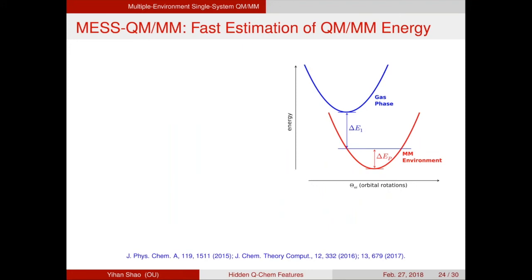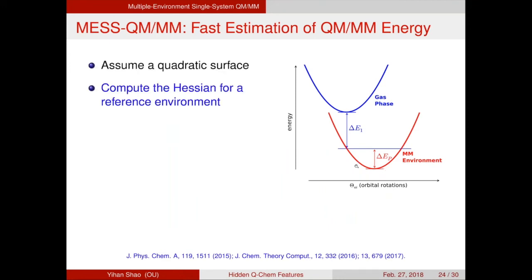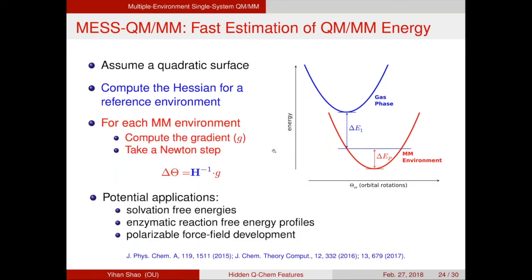We have a very simple idea, namely that we assume the potential energy surface with respect to the electron degrees of freedom is indeed a quadratic function. Then we compute the curvature of the surface for a reference environment. It could be gas phase, or the first MM environment you run into, or just the average MM environment. We compute the Hessian for the reference structure, and for each environment, we look at the gradient and take one Newton-Raphson step. We get the change in the electron degrees of freedom, and in one shot we get very close to the optimized orbitals for the particular MM environment.